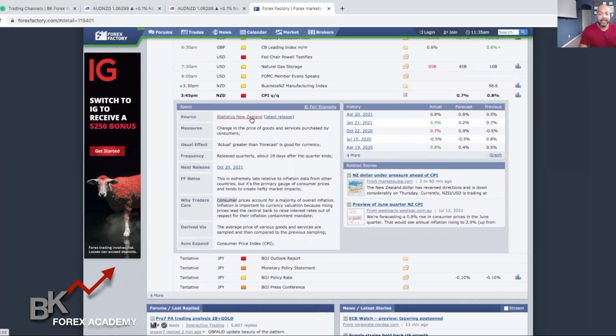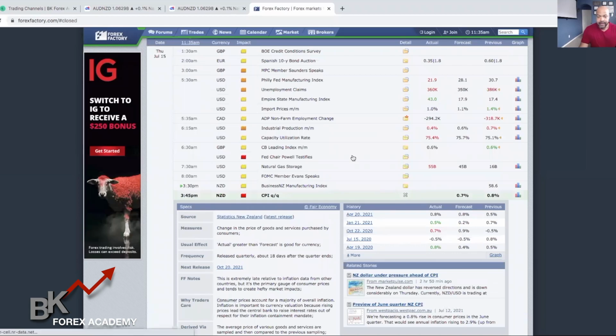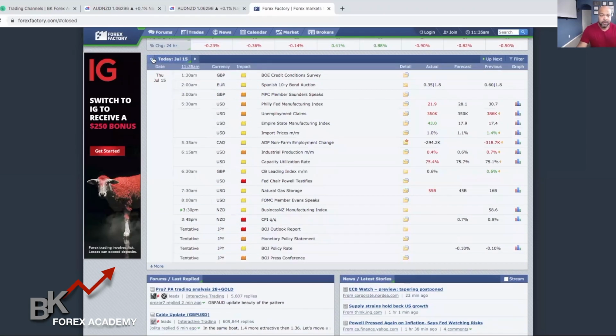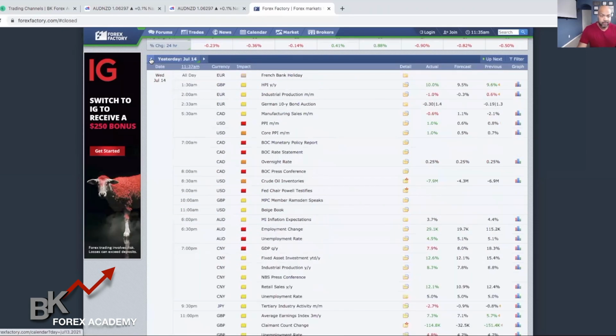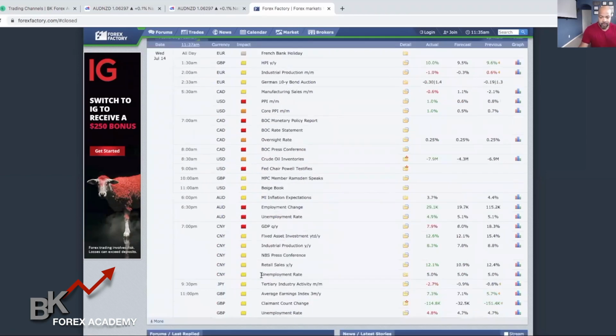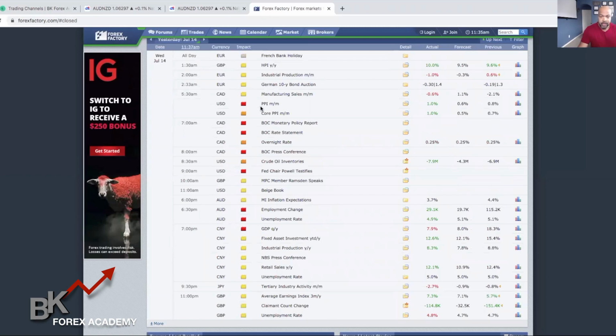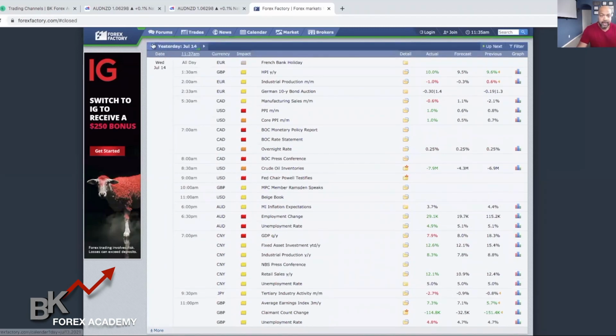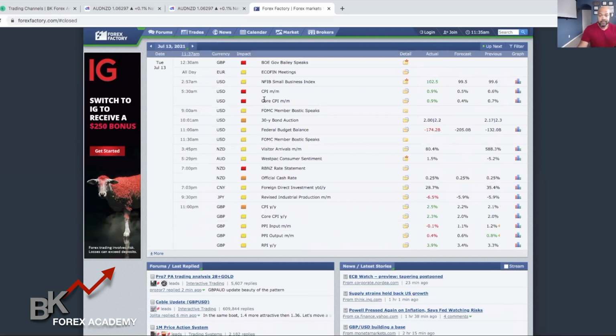If you're in New Zealand, you want to go to their website and go to latest release. Okay. So let me go ahead and get out of that here. And then I can even go to the previous date. So let's say this was yesterday, July 14th. Okay, I'm going to look for a red or orange folder where I see CPI. I don't see it. So I can go to the day before that. I see CPI for the US dollar.